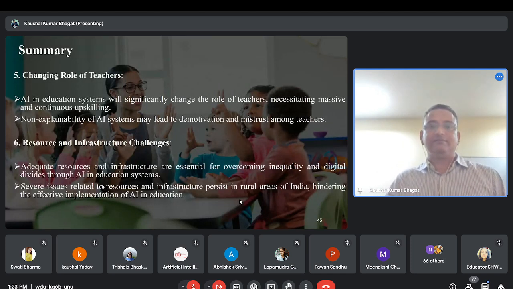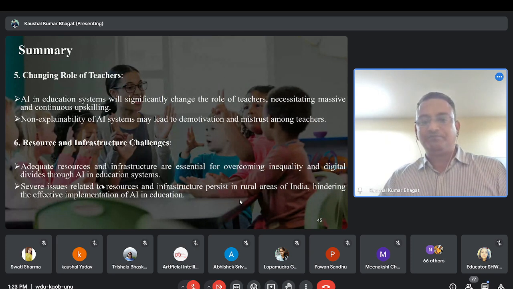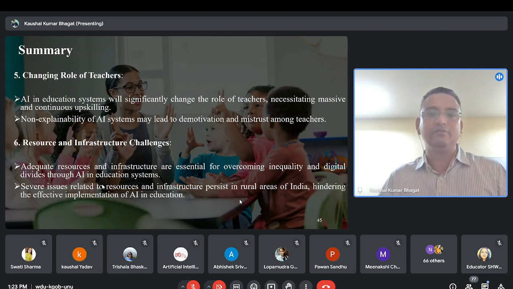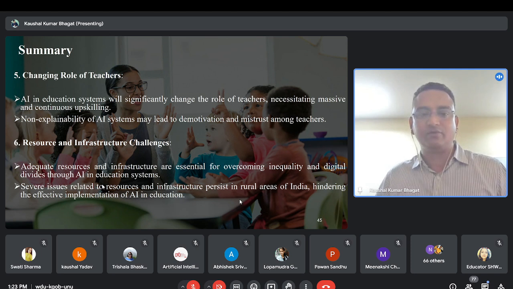Changing role of teachers. AI is definitely going to change the role of teachers, and all teachers need to understand that they must have some experience in using artificial intelligence and also basic fundamental concepts of artificial intelligence when they are using some of its products. It's not that you blindly use any AI product, because the buzz of AI is going on. You need to first understand the potential, whether it is really helping you or not.